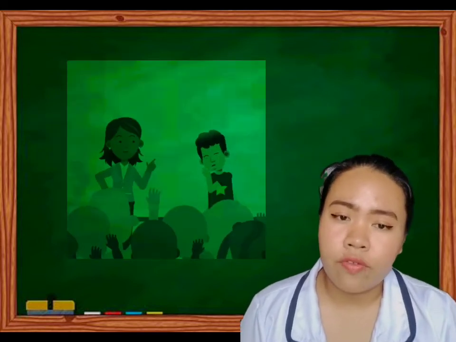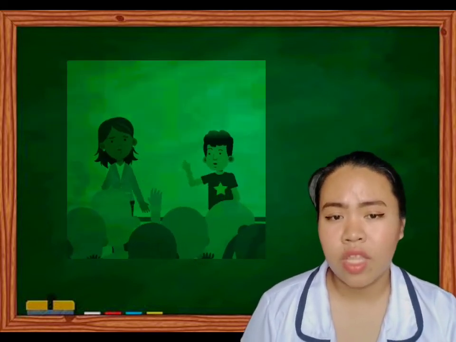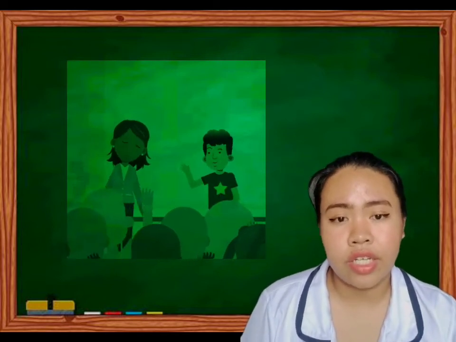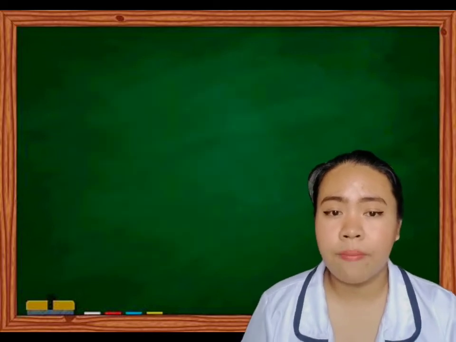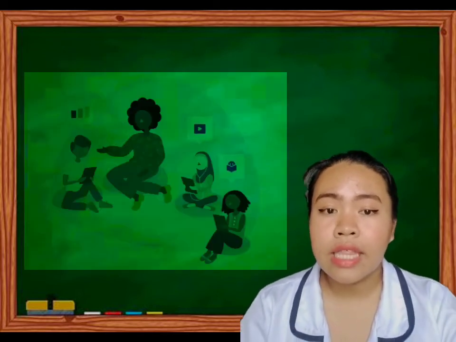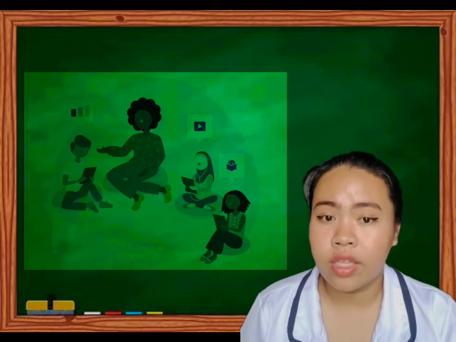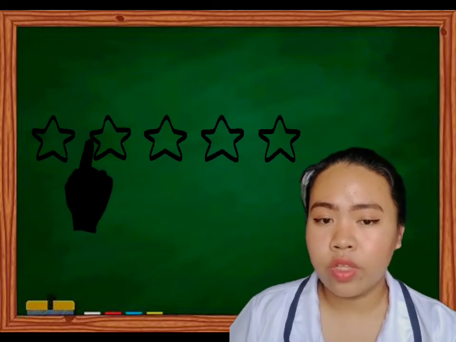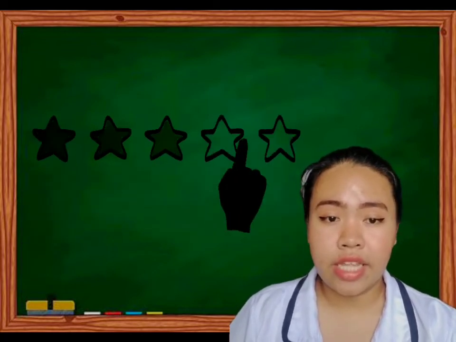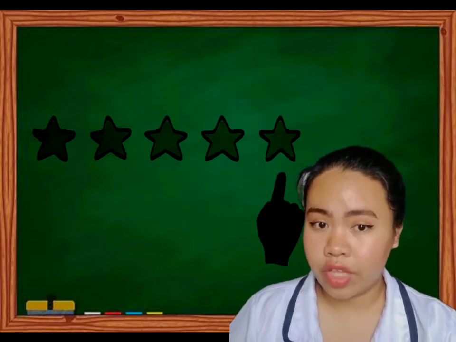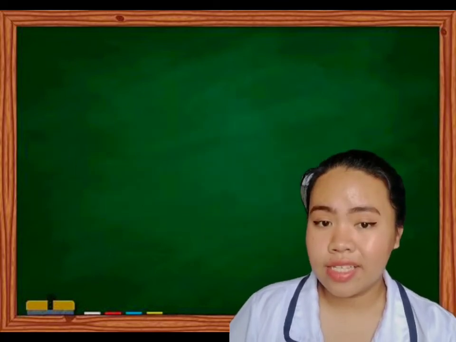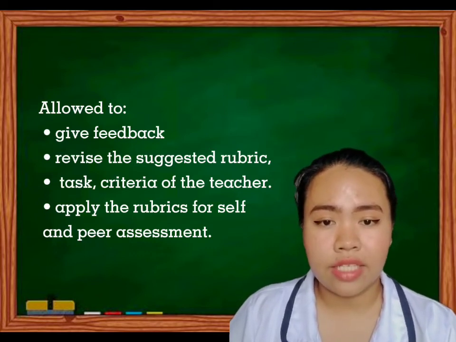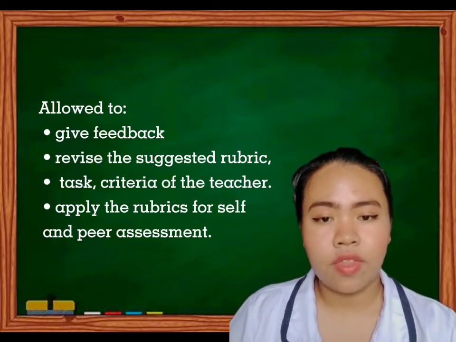Ideally, the teacher will involve the student in everything they do, in discussion, deciding which performance tasks, rubrics, and criteria they're going to use. For some instances, teachers collaborate with their students, deciding what they're going to put in the rubrics. Like for example, the teacher will ask if they agree on the lowest rate, which is 85, if they didn't follow the criteria very well. So with this, the students are allowed to give feedback or revise the suggested rubric, task, and criteria of the teacher.